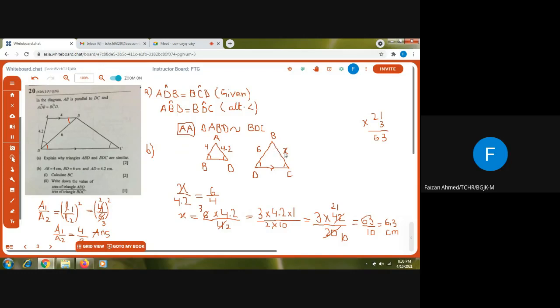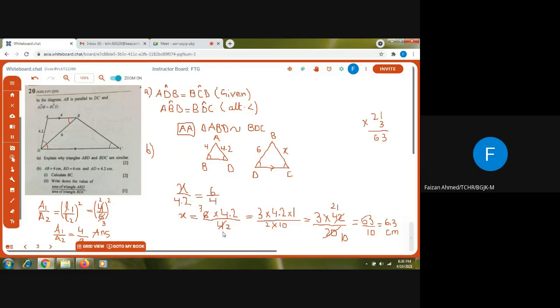So in order to solve for x, I will take this side first. I will write x and compare it with the corresponding side, that is 4.2. So x upon 4.2 is equal to, I will take this side since it is the only known side, 6 divided by the corresponding side, that is 4. So 6 upon 4. I have to find the value of x, so I have to shift this 4.2. This 4.2 is being divided on this side and it will go on the other side and get multiplied. So this will be 6 multiplied by 4.2 divided by 4.